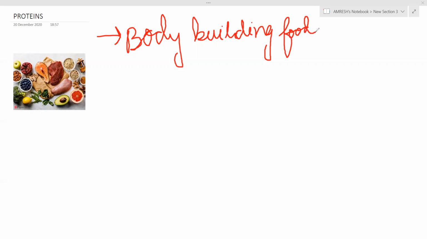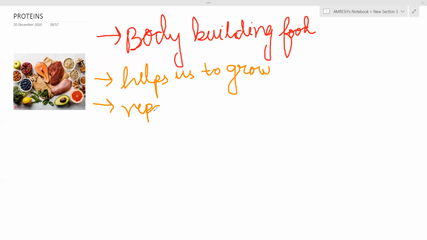Now, why is it called body building food? Because it helps us to grow. These questions will come in the exam, so make a short note, my dear student. It helps us to grow. And also, I have taught you the function of food, repair damaged cells. So this protein repairs damaged cells.